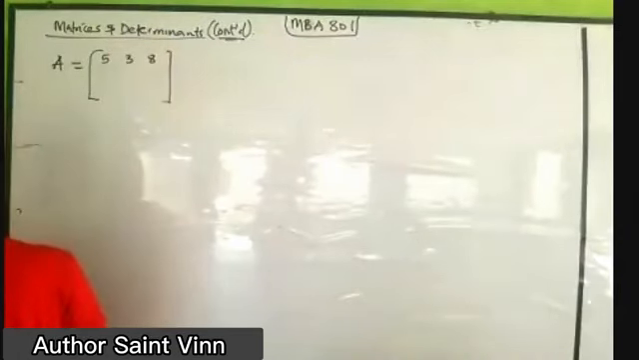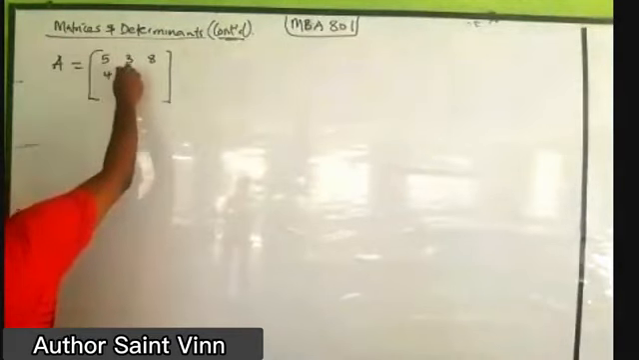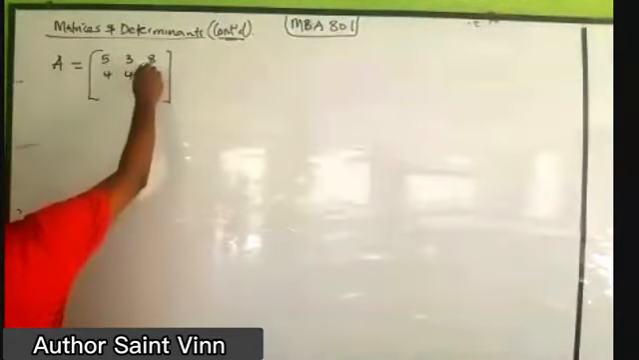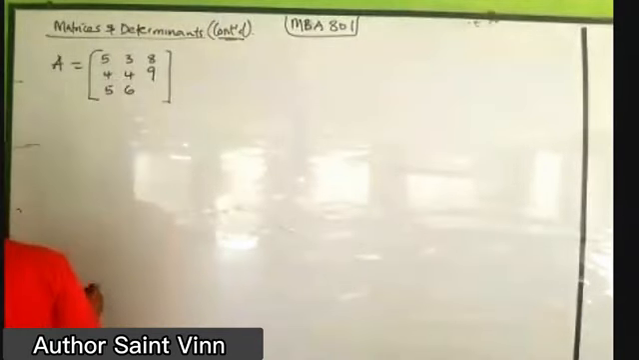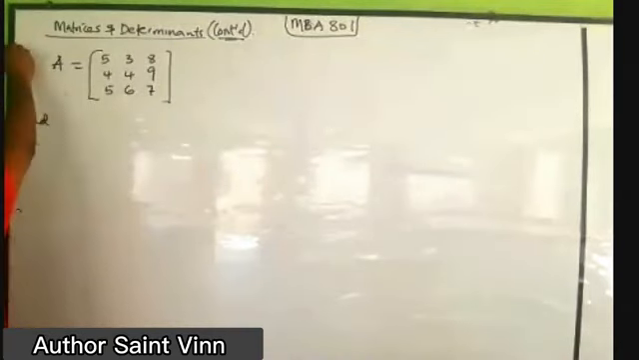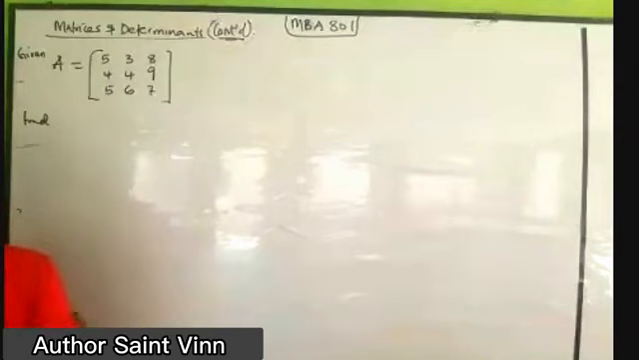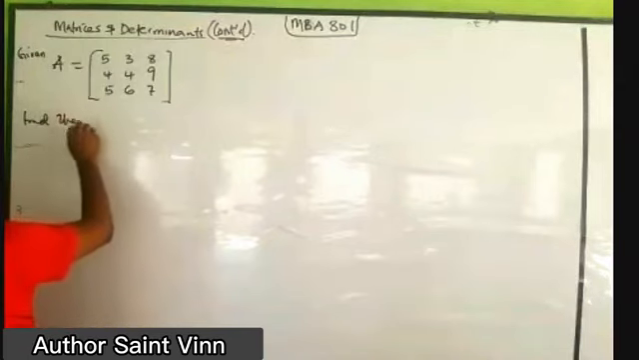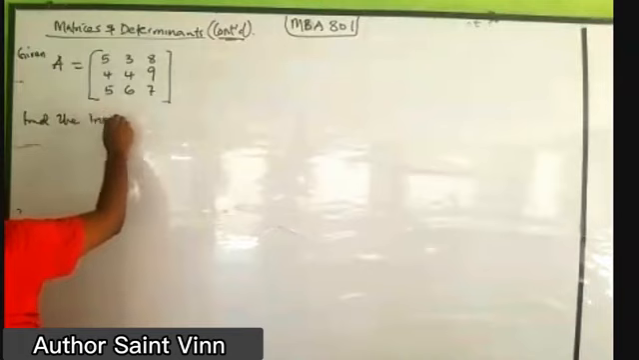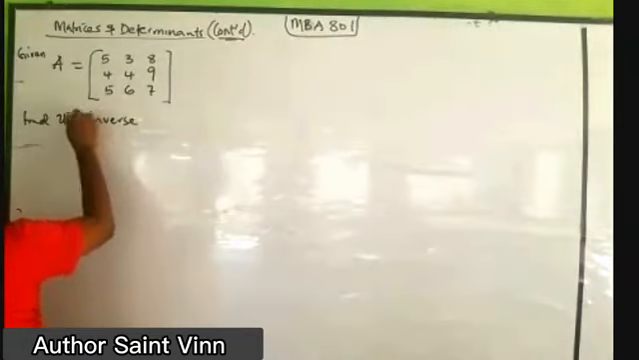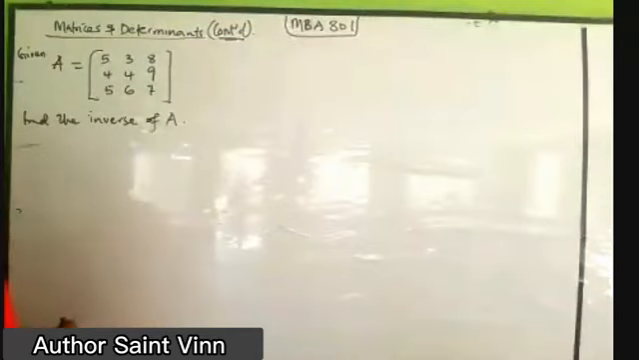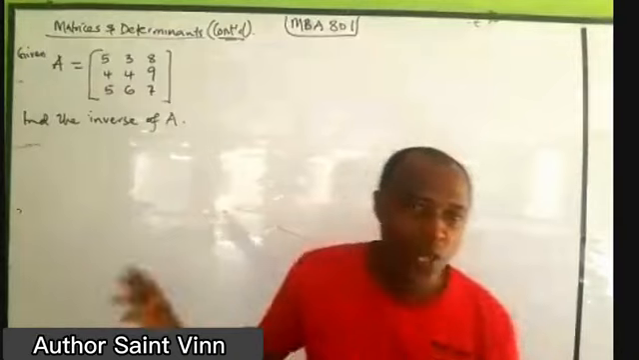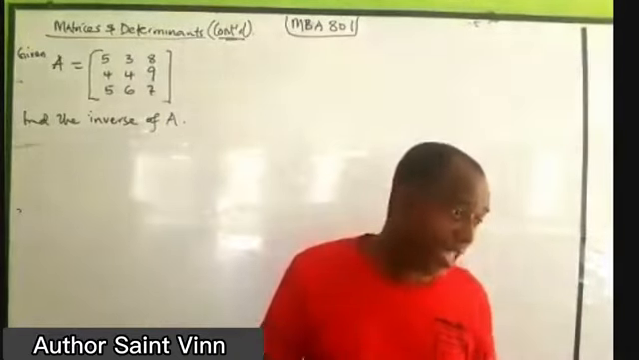Like this. We have 4, 4, 9, 5, 6, 7. The question here says, find the inverse of matrix A. This is the only thing we want to do. It shouldn't take us time.